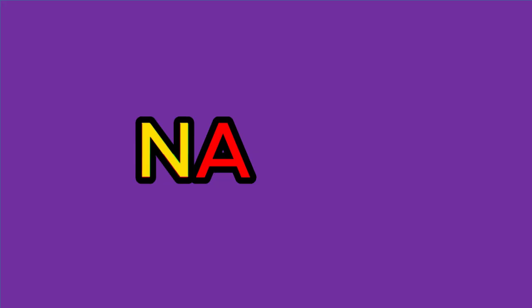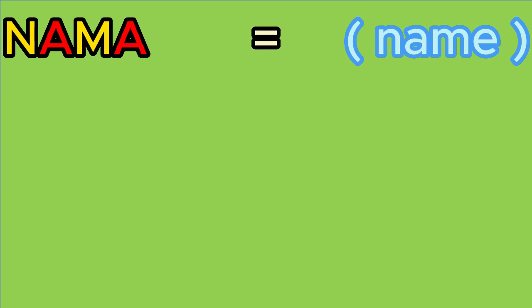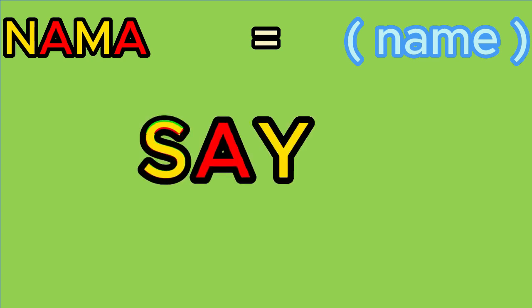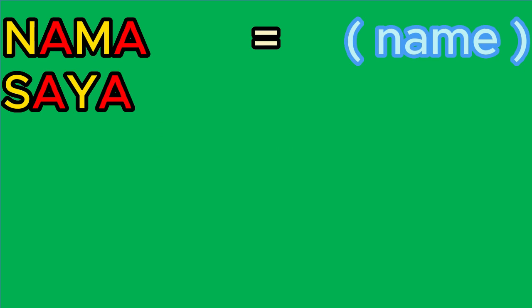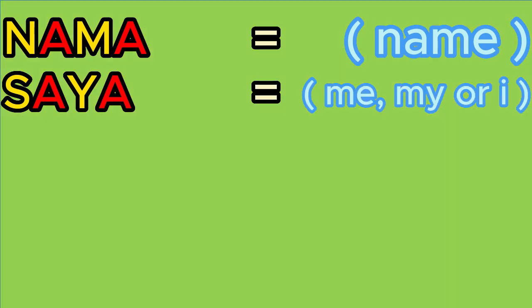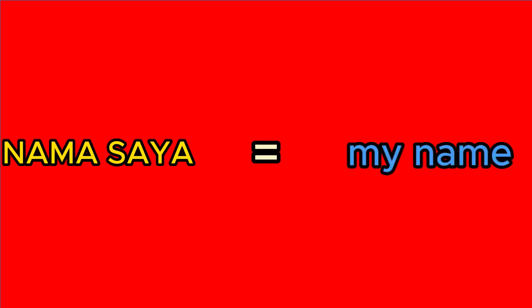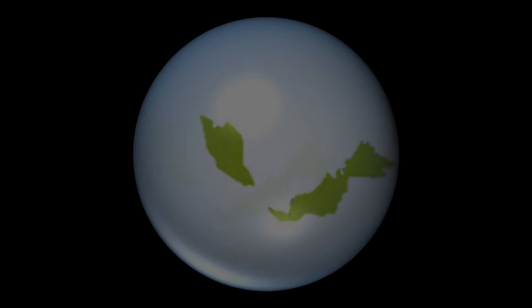Now, the first we learned was N-A, na, M-A, ma, nama, means name. Then, there was S-A, sa, Y-A, ya, saya, means me, my, or I. So if you mention nama saya, it will mean my name, not nama. Nama saya means my name. How to arrange these letters will be discussed later in the coming parts. As of now, let's concentrate on the vowels first.